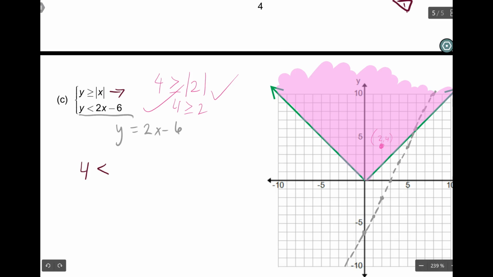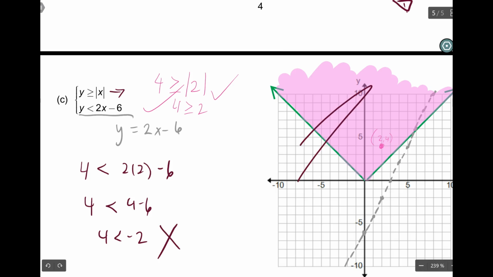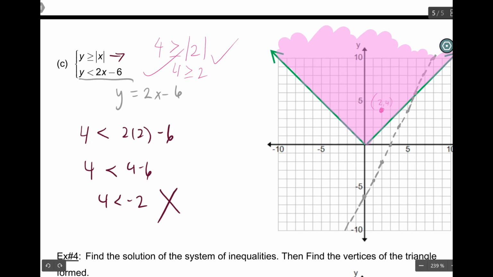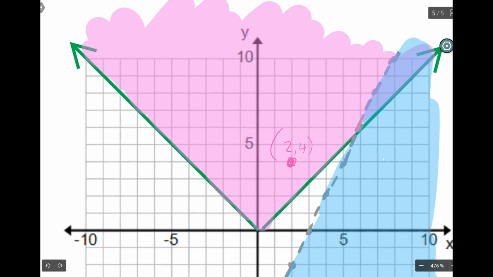Is 4 less than or equal to 2 times 2 minus 6? Is 4 less than 4 minus 6? Is 4 less than negative 2? No, that's not true. So I'm not going to shade this left portion where that included my point. I'm actually going to be shading my right portion. So over here. Let's see. So actually the portion that's overlapping is this upper right part right here. This is the portion that's going to be overlapping. That's going to be our solution.